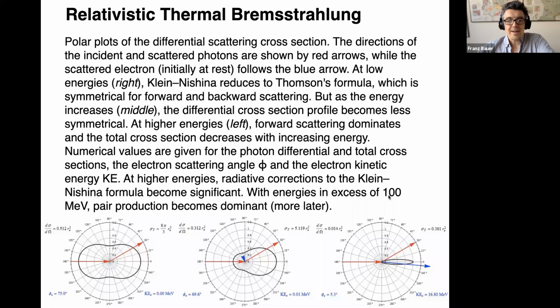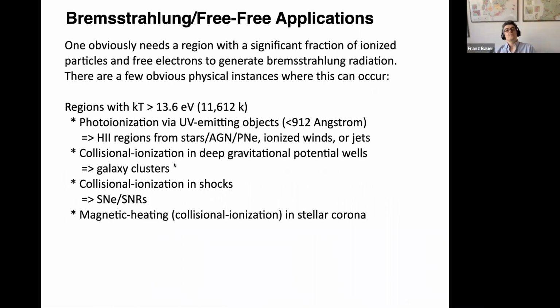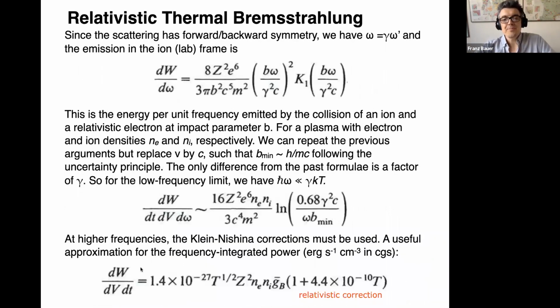Okay, at very, very high energies, so above 100 MeV, pair production becomes a dominant sort of effect, and ends up strongly clipping this process. All right, so that's this sort of relativistic version. If we have that, there's not a huge amount of situations where you would have thermal relativistic electrons.